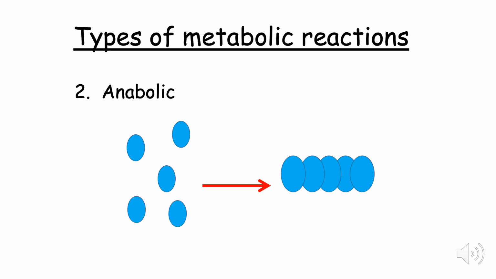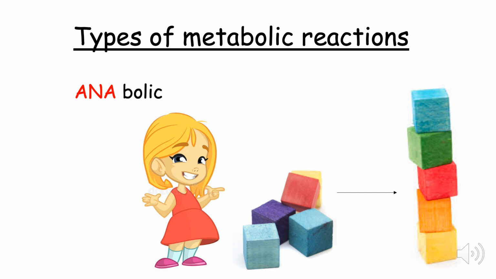Anabolic reactions are the opposite to catabolic. They build up large molecules from smaller molecules. We use the analogy of a girl called Anna who builds back up the large molecule from the smaller ones. So she builds up the large tower from the smaller bricks.